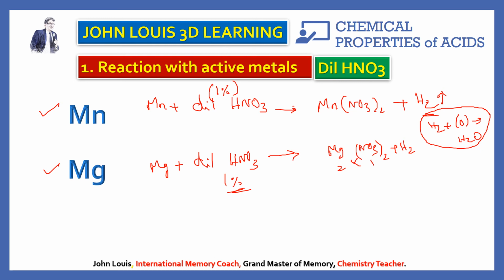Okay, so dilute nitric acid is altogether different from dilute hydrochloric acid and sulfuric acid, because nitric acid is a powerful oxidizing agent. So that is why only these two metals can react with 1% nitric acid to release hydrogen gas. Hope you understood this. Everything is clear to you.